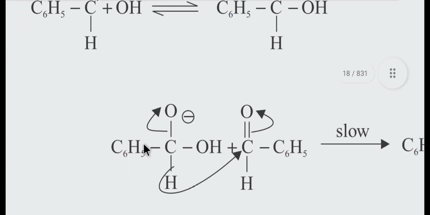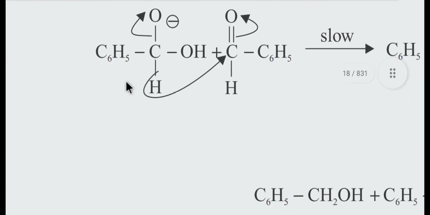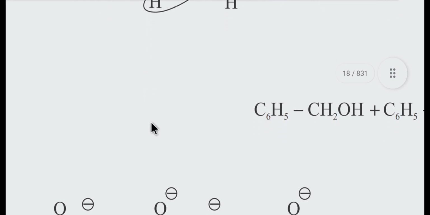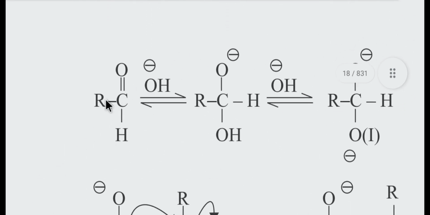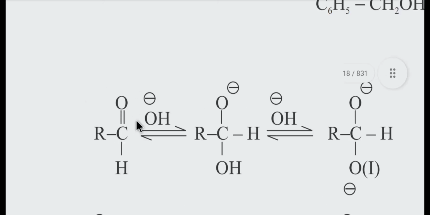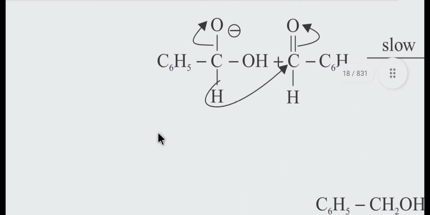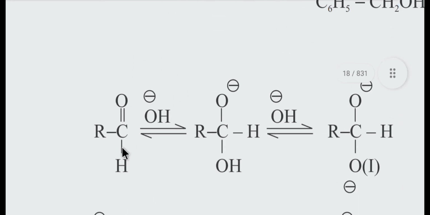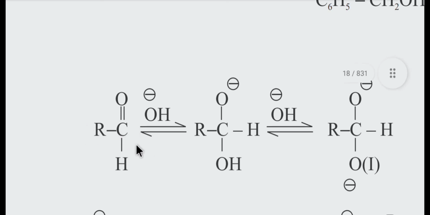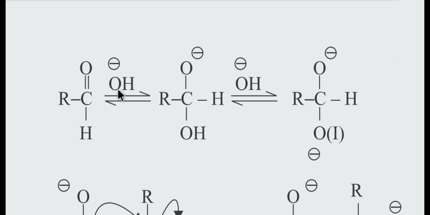Cannizzaro reaction. Let's do this mechanism for simple aldehydes. That is one simple aldehyde, RCHO, that is not an aromatic aldehyde. Before, aromatic aldehydes were used, that is C6H5CHO, but in this case it is not an aromatic aldehyde, but an aliphatic aldehyde. In the presence of an aliphatic aldehyde, the same mechanism will follow.